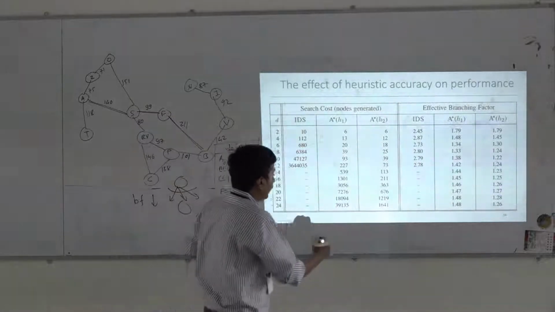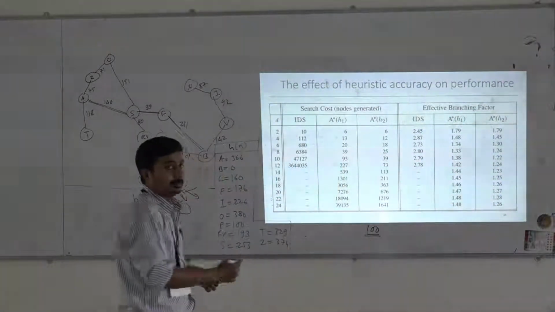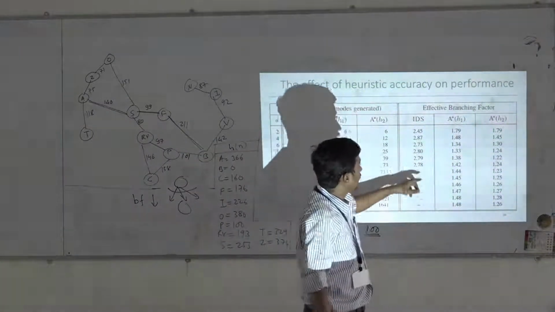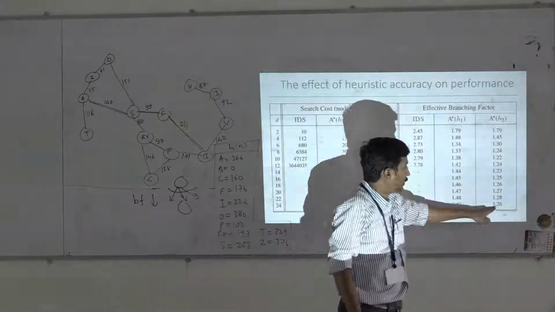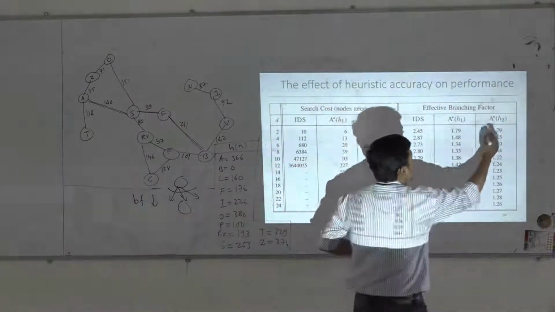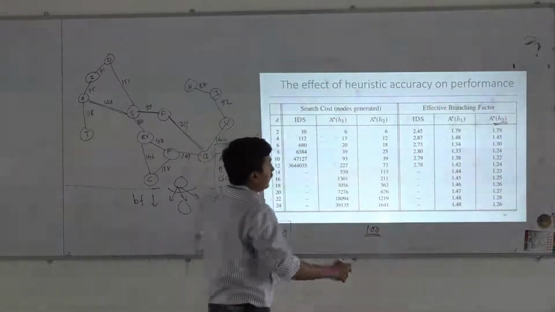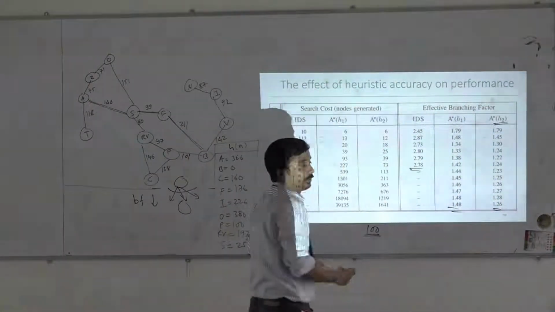Actually, this is the average value over 100 examples. As you can see here, the branching factor using H2 is 1.26, and here it is 1.48. So H2 is effectively pruning the branches. So H2 is better as compared to H1.